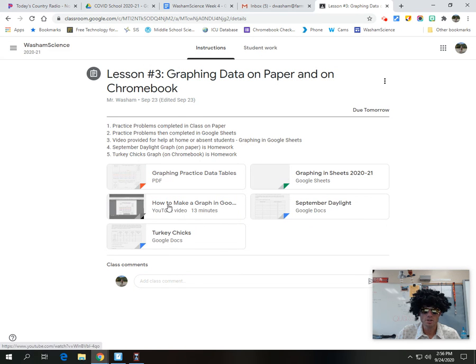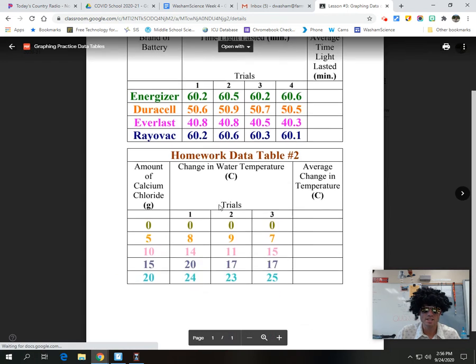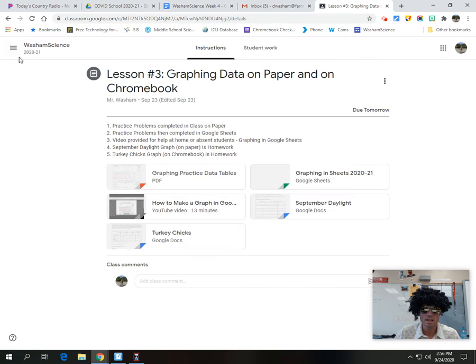That exact information can also be found in this video, which I will link up at the end of this video, that shows you how to graph in Google Sheets on the Chromebook. We did some graphing on the Chromebook, and we practiced using the exact same data tables so that you would have an answer key for those practice graphs.